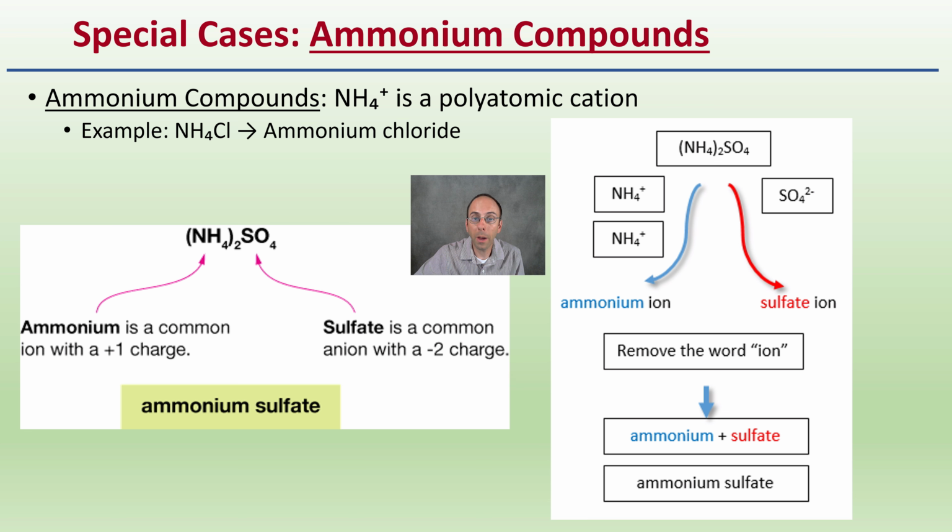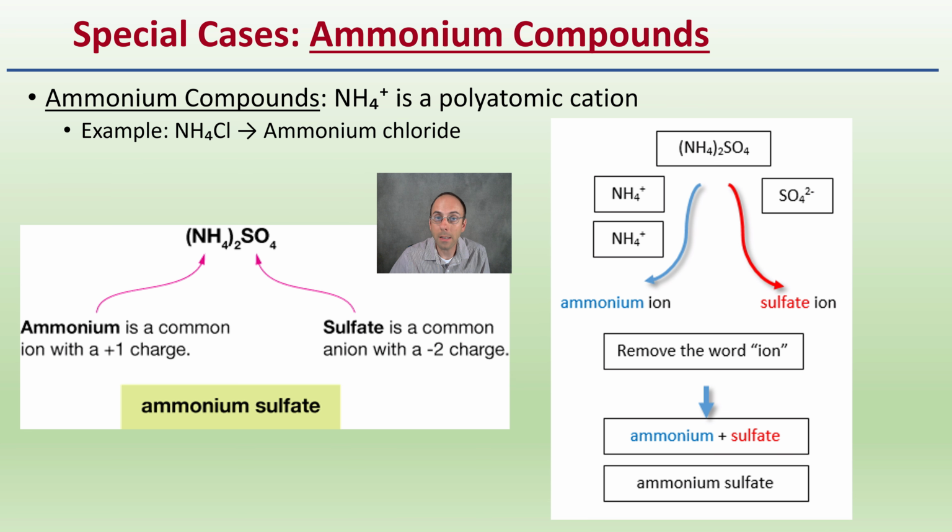We also have ammonia compounds. So NH4+ is ammonium. It's a polyatomic cation. So NH4Cl would be ammonium chloride. Ammonium is a common ion with a +1 charge. Sulfate is a common ion with a -2 charge. So we always remove the word ion. We just get ammonium instead of ammonium ion and sulfate instead of sulfate ion. We would just get the naming as ammonium sulfate. We can see here, because of the difference in charges, we put parentheses around those polyatomic ions and put the number there as a little subscript so we can indicate how many of each of those polyatomic ions are present.